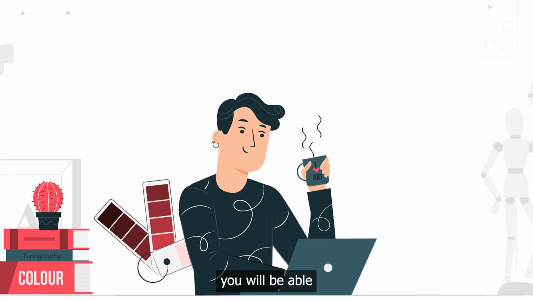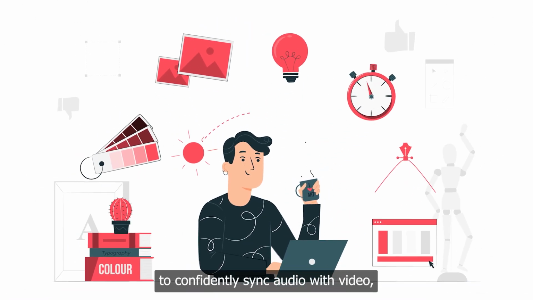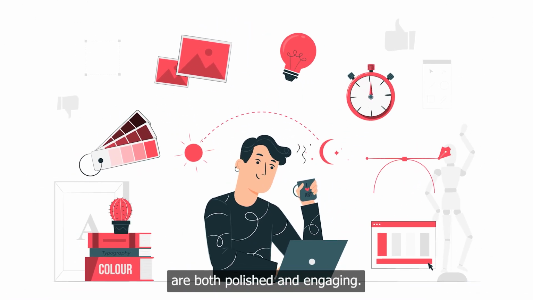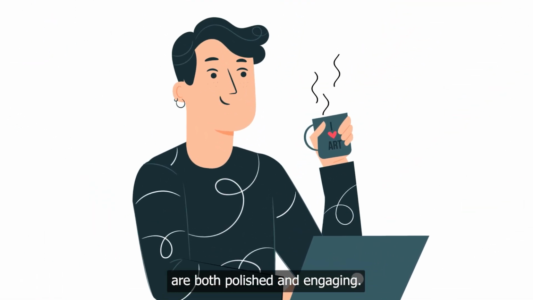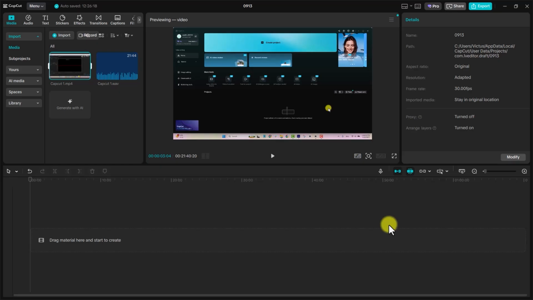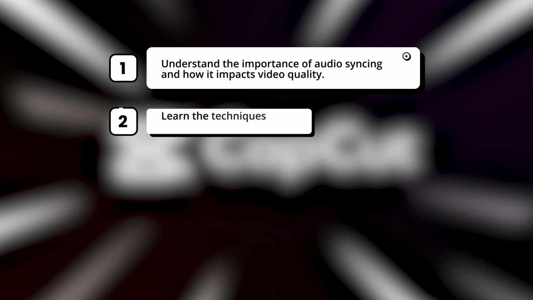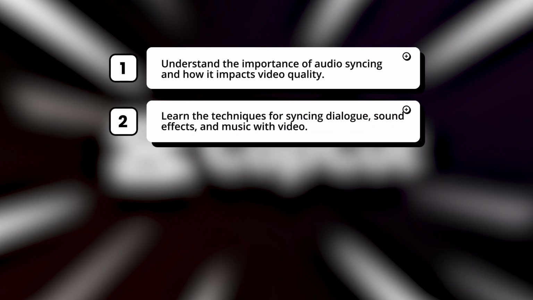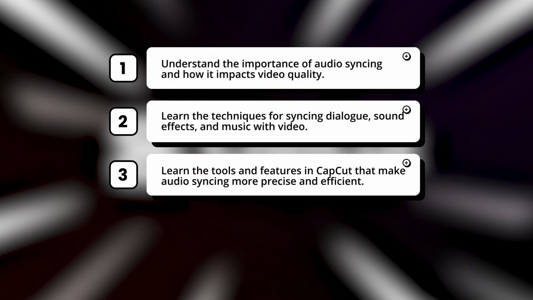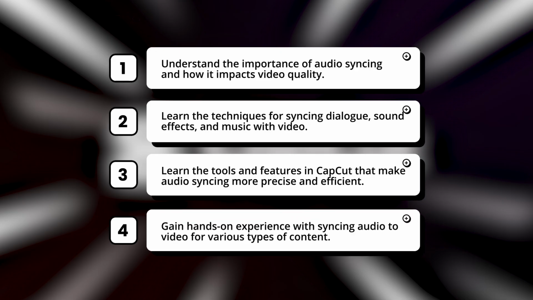By the end, you'll be able to confidently sync audio with video, ensuring that your projects are both polished and engaging. Objectives of the lecture. By the end of this lecture, you'll be able to understand the importance of audio syncing and how it impacts video quality. Learn the techniques for syncing dialogue, sound effects, and music with video. Learn the tools and features in CapCut that make audio syncing more precise and efficient. Gain hands-on experience with syncing audio to video for various types of content.